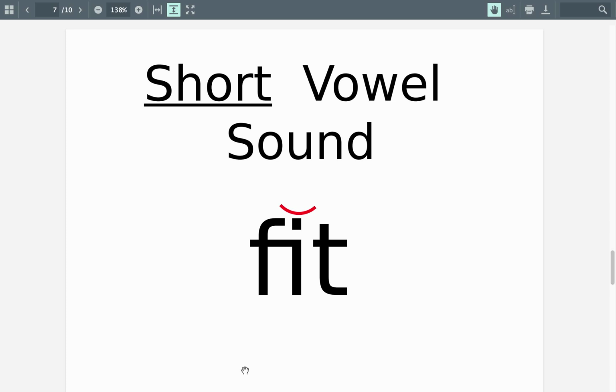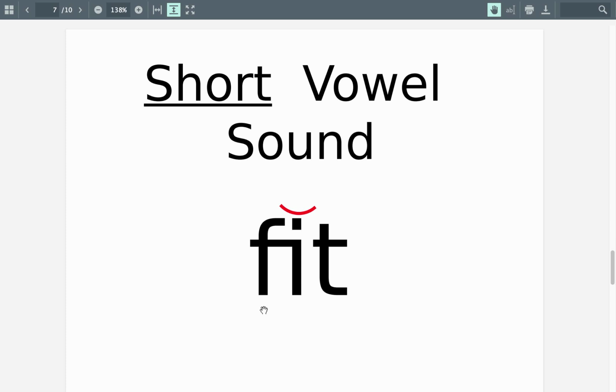All right, we're now going to move on to a new rule, and this is called the rule VC, short vowel sound. Okay, so take a look here at this word, F-I-T. This is the short vowel sound rule. Can anyone tell me which letter is the vowel? Looking at F, I, and T.